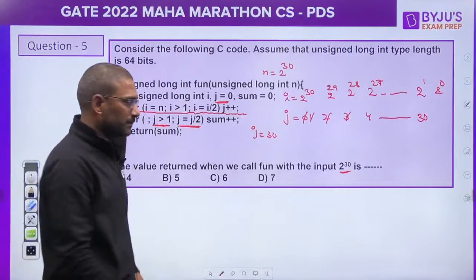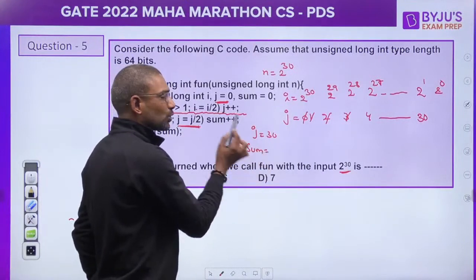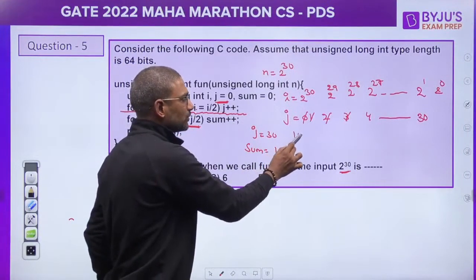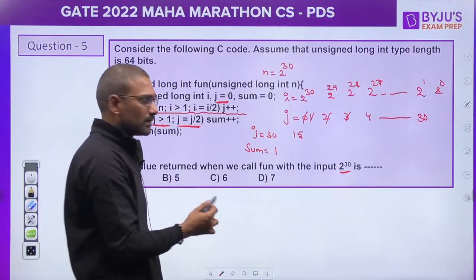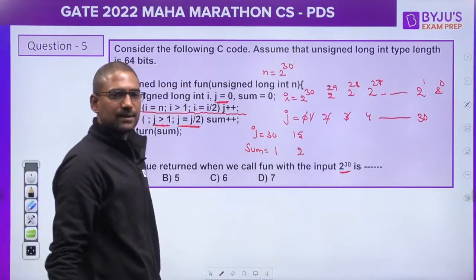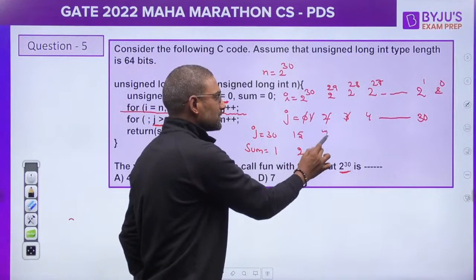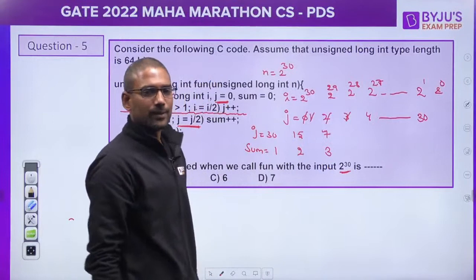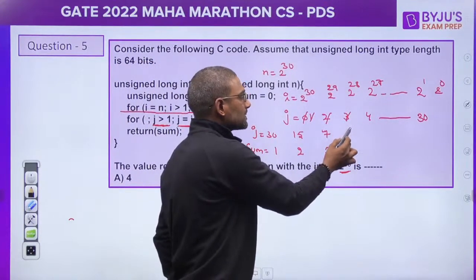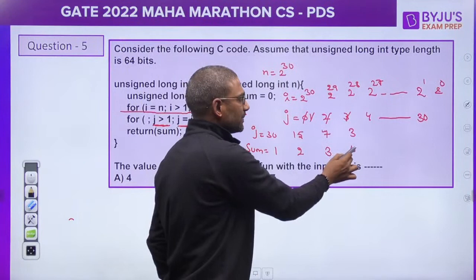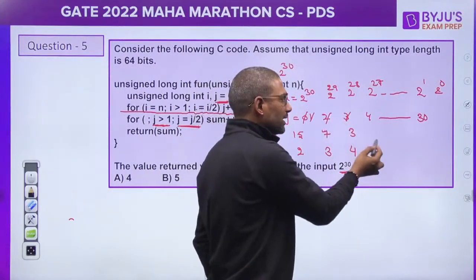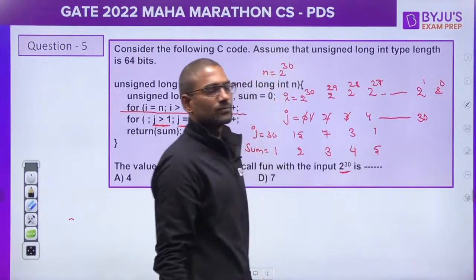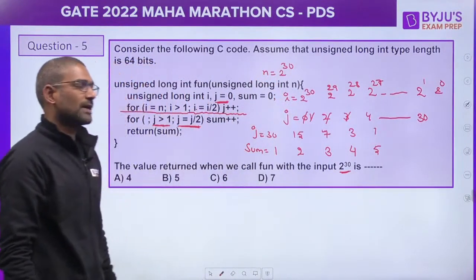Initially sum is also 0. 30 greater than 1, true, so sum is incremented. Then 30 becomes 30 divided by 2, 15. 15 greater than 1, true, so sum is incremented. Then j becomes 15 divided by 2, 7. Sum is incremented to 3. Then 7 divided by 2, 3. Sum is incremented to 4. Then 3 divided by 2, 1. Sum is incremented to 5 or 4?